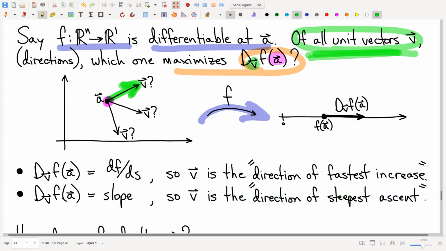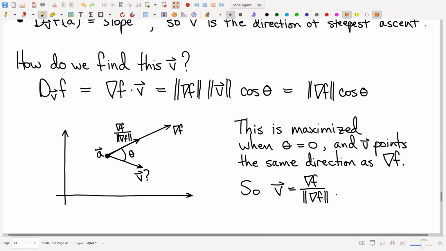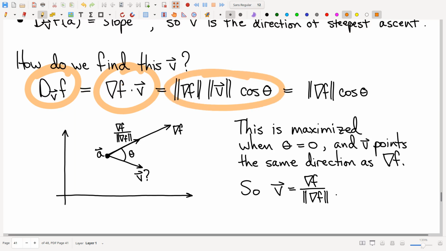All right, so let's answer the question then. How do we find this direction that makes our directional derivative as high as possible? Okay. There's our directional derivative. We want to make that as big as possible. Here's how we compute directional derivatives, a handy formula that we ripped off from partial derivatives. How do we compute dot products? Well, with this handy formula right here.